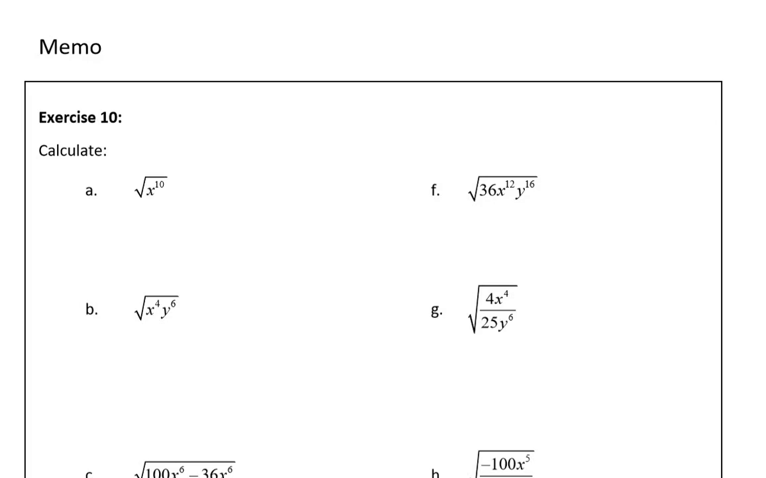Okay, grade nines, let's just quickly mark exercise 10. We'll go through the easy ones pretty quickly and then spend time on the more difficult ones. So x to the power of 10 divided into 2 equal parts, x to the power of 5.